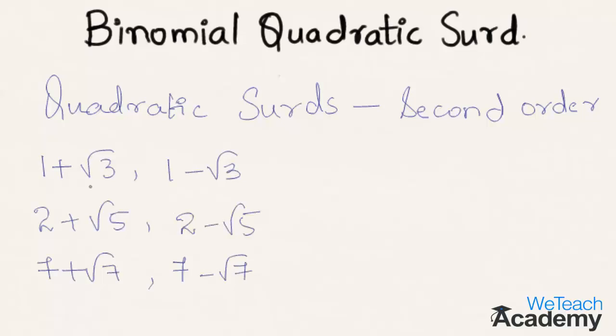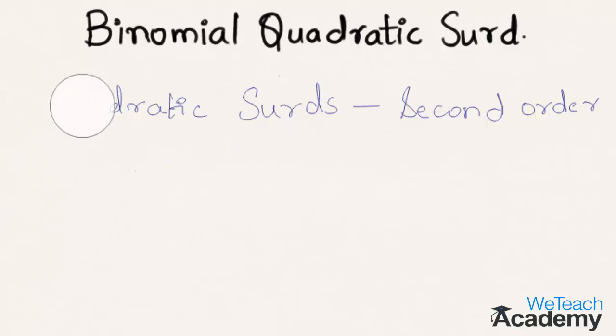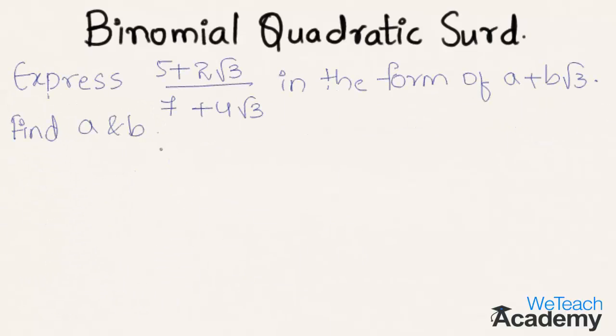Two binomial expressions containing surds, differing only by a sign, that is positive or negative, connecting them, are said to be conjugate to each other. Now let us proceed and solve a problem using this concept.